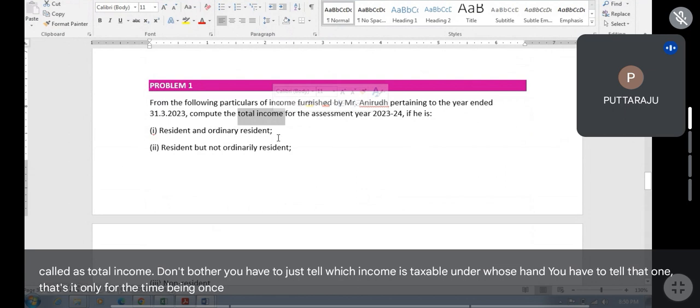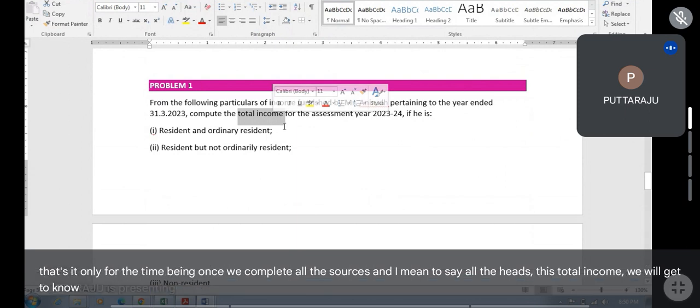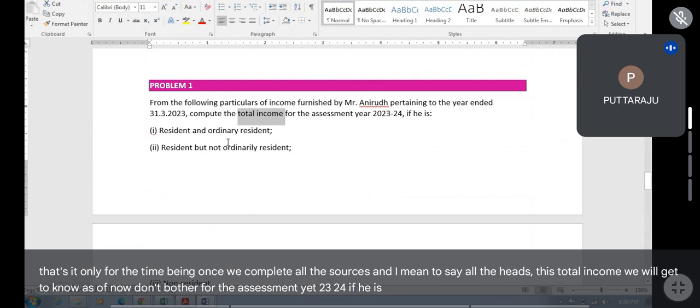Once we complete all the sources, I mean to say all the heads, we will get to know this total income. As of now, don't bother. For the assessment year 23-24, tell whether he is WAR, NWAR, NR. Understood?